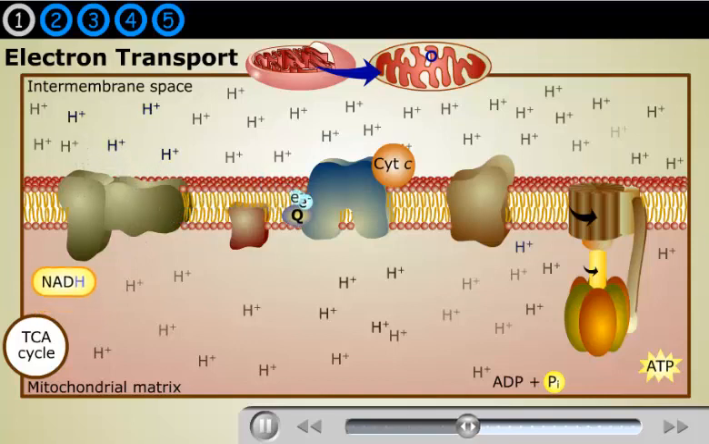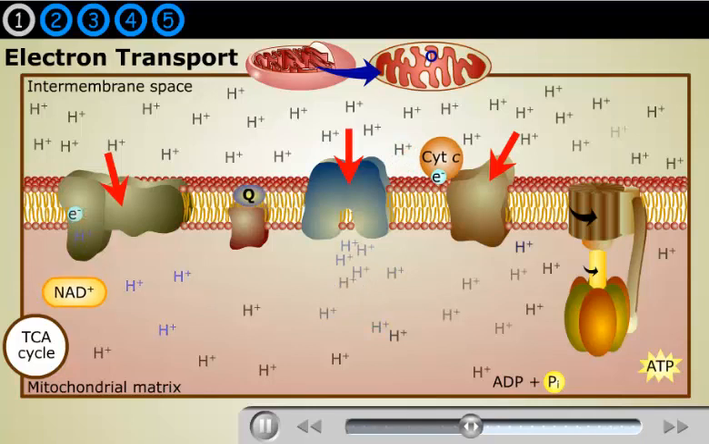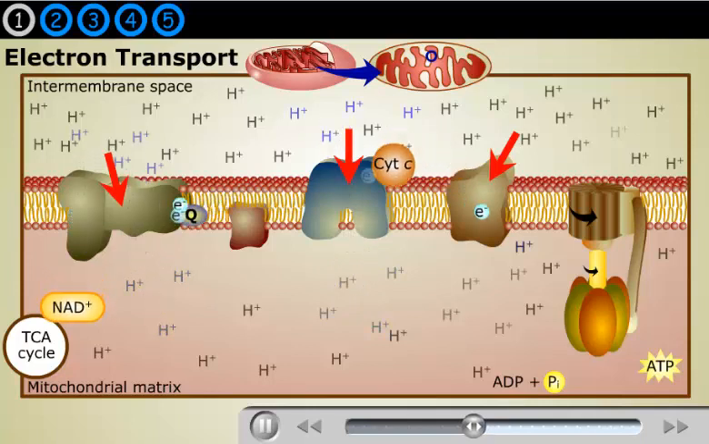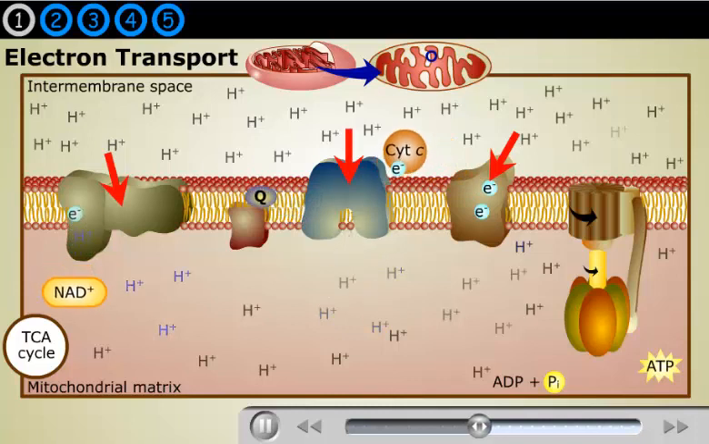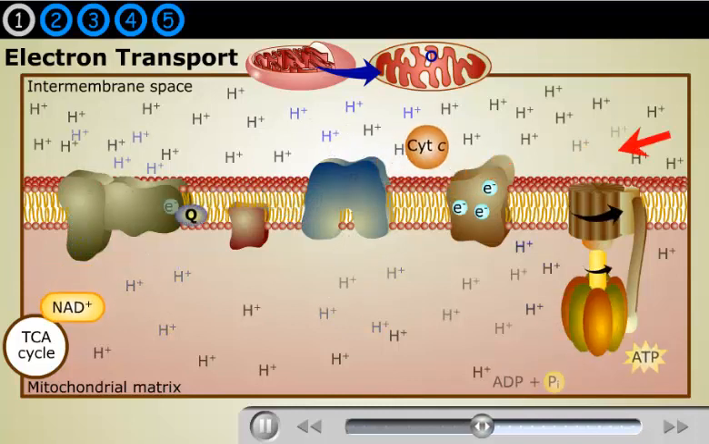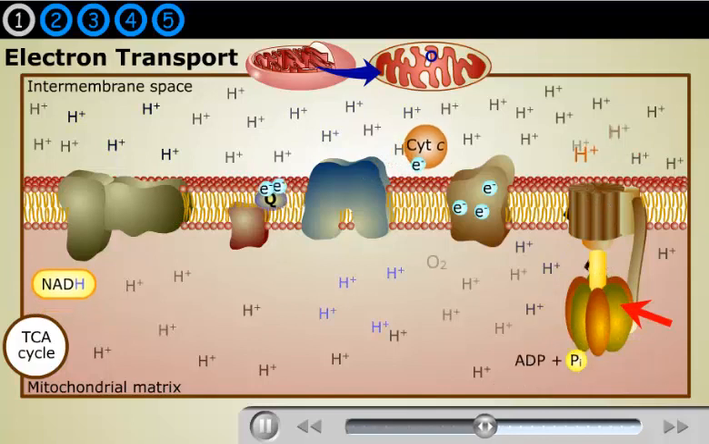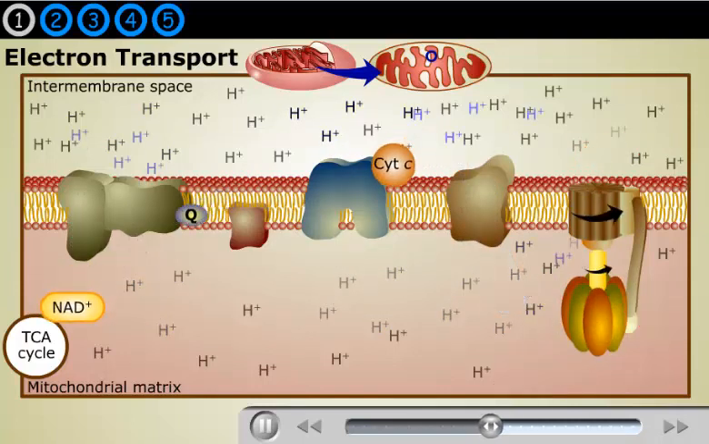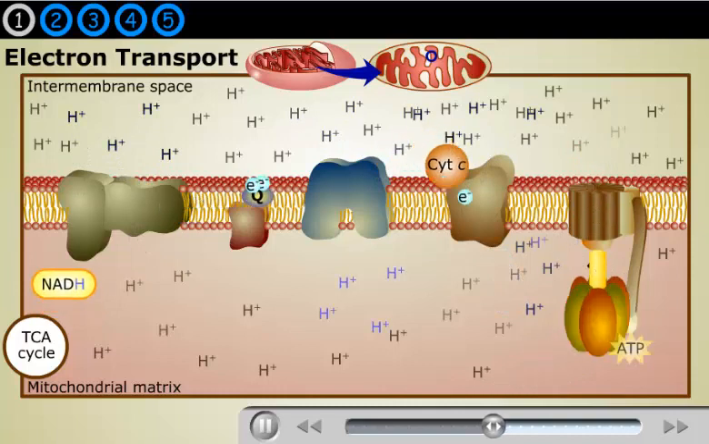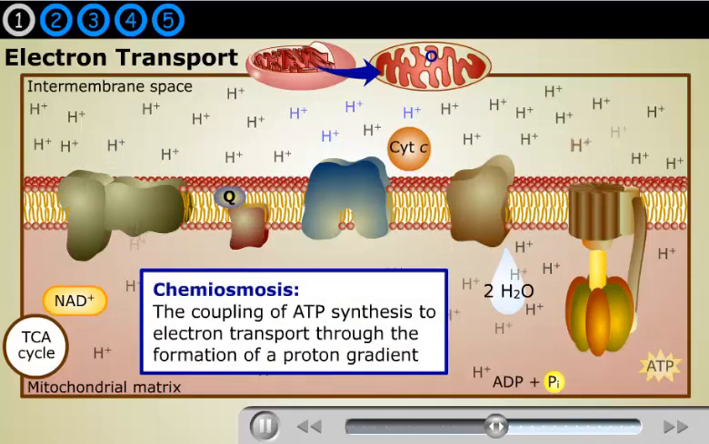Inside the cell, specialized protein complexes couple the flow of electrons to the transport of protons out of the mitochondrial matrix. When these protons spontaneously flow back in, they drive a tiny molecular motor that synthesizes ATP. This model for ATP synthesis is called chemiosmosis. Chemiosmosis is the coupling of ATP synthesis to electron transport through the formation of a proton gradient.